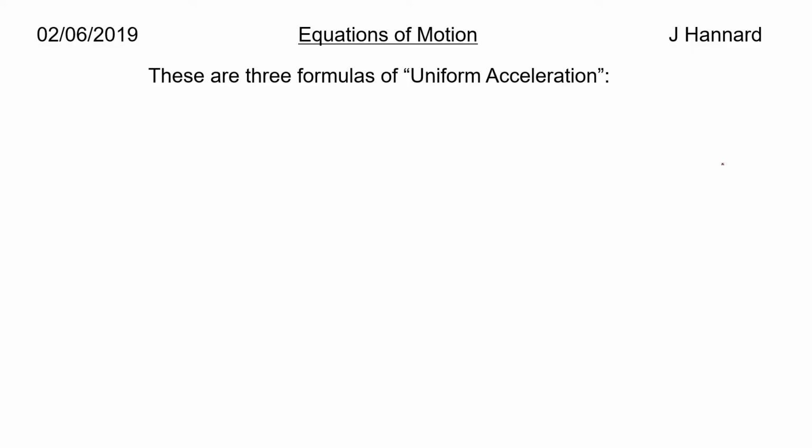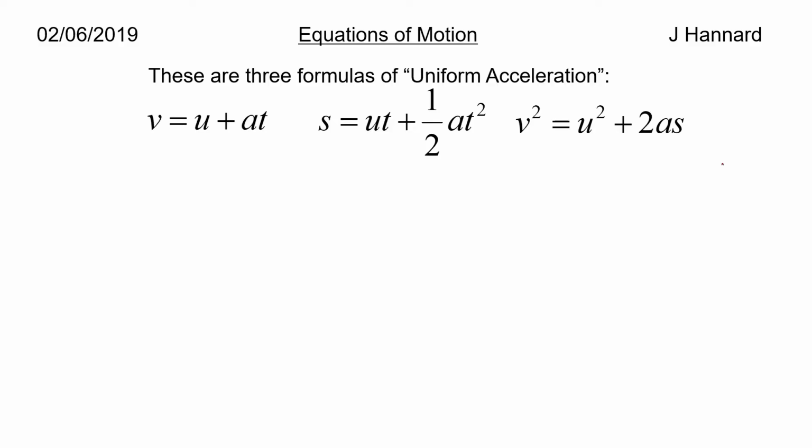But the good news is we have some formulas of uniform acceleration that will help us to work out all these different things. So we've got v equals u plus at, s equals ut plus a half at squared, and v squared equals u squared plus 2as. From those we can work out v, u, a, t, and s. They are the only three formulas you will need to learn.